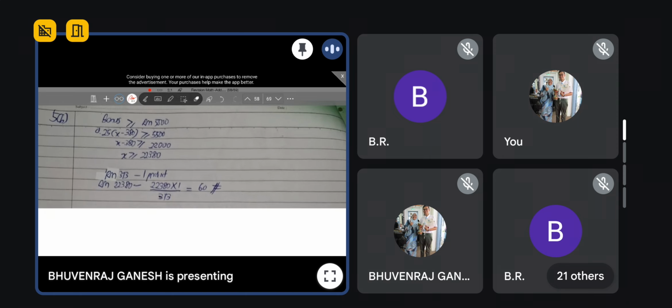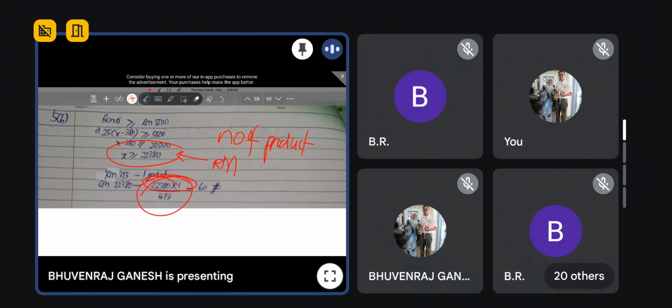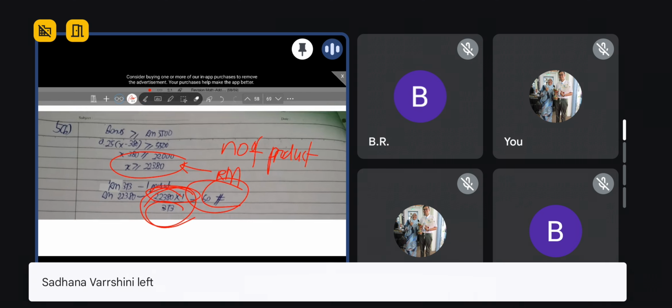Okay, so you just have to solve like this. You cannot stop here, guys, because they ask you number of products, bilangan produk yang kamu akan jual. This is RM, yang kamu dapat ni adalah duit. So you must divide with the price for one product, harga satu produk. Kamu ambil jumlah bonus yang kamu dapat, bahagi dengan harga satu produk, you will get the number of products. Okay guys, can you get it? This is for question 5.